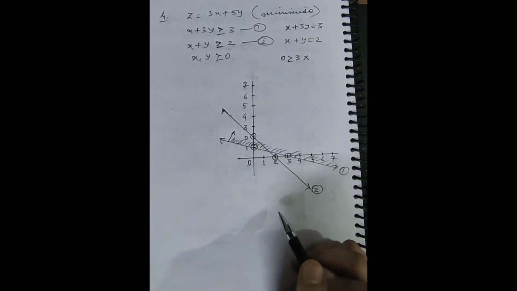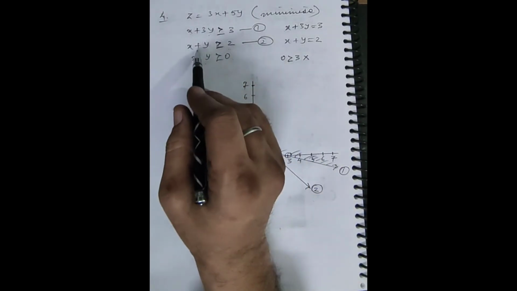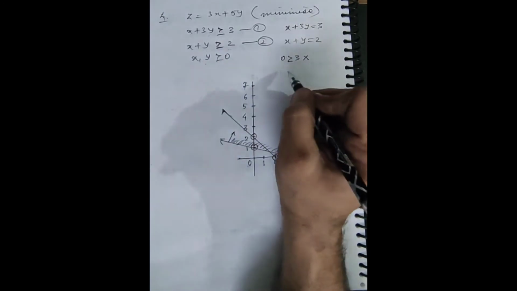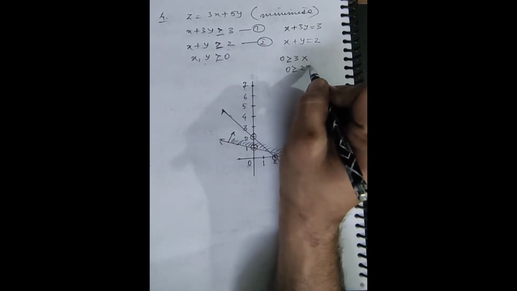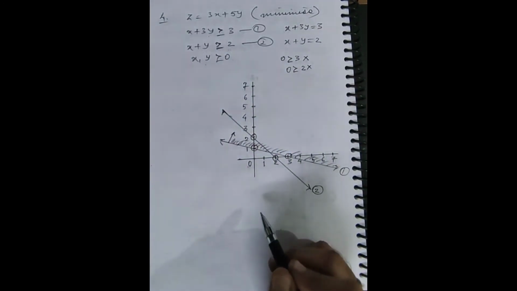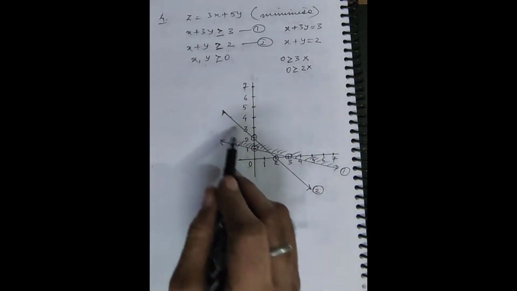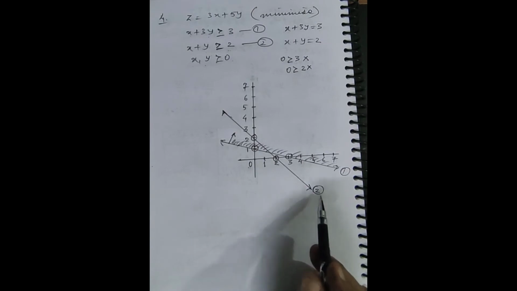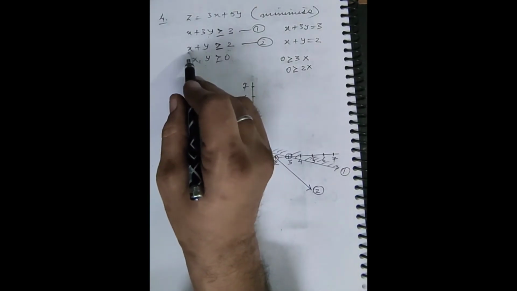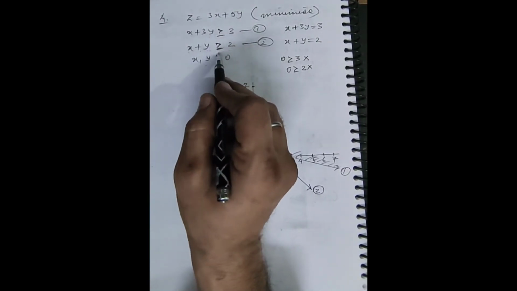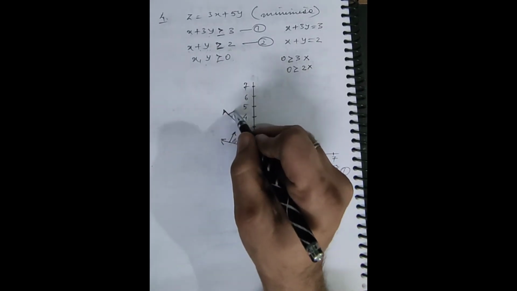This way. And with respect to the second line, if I put 0 and 0, 0 is greater or equal to 2, again a wrong statement, so we go opposite to the origin. Or we can check for 1 comma 0 also. If I put 1 comma 0, 1 plus 0 will become 1, and 1 greater or equal to 2 is a wrong statement. That is sure.